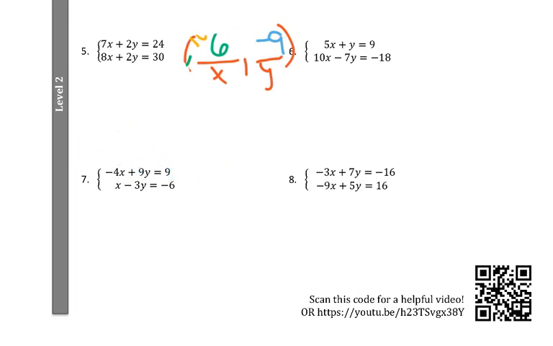Okay, now question 7, part 1. Is everything lined up? Yes. X's, y's, equals numbers. Do you have the same letter with the same number? We don't. Because here I've got a 1x and a negative 4x. I've got a negative 3y and a 9y. Now you've got to fix that.